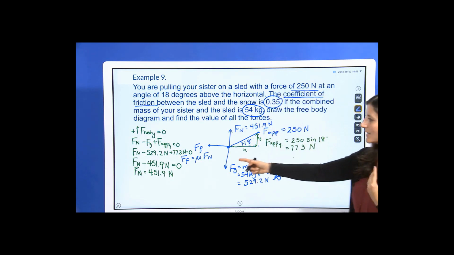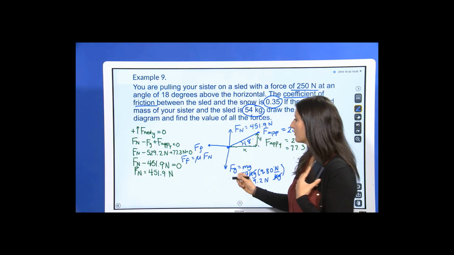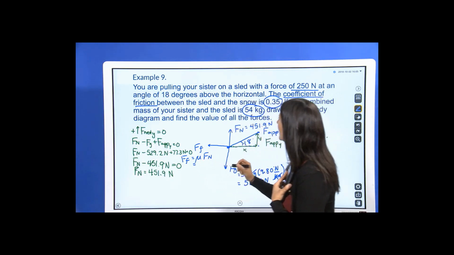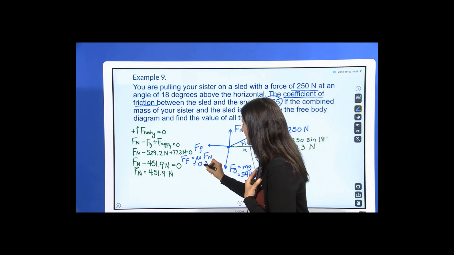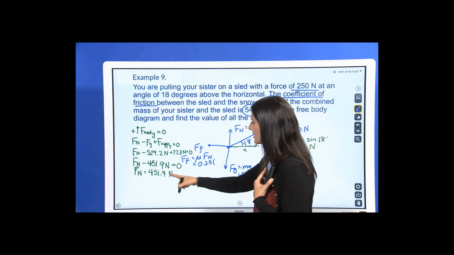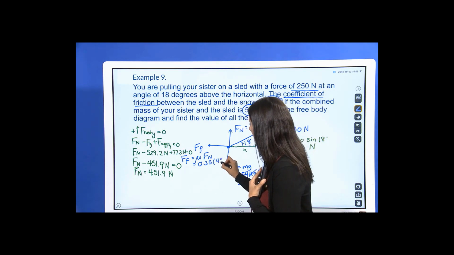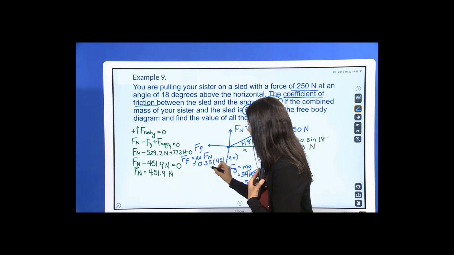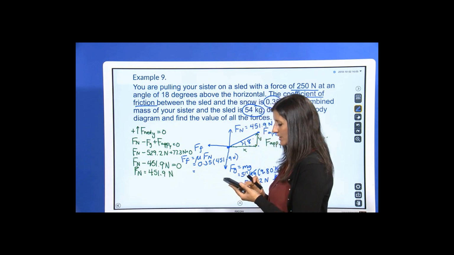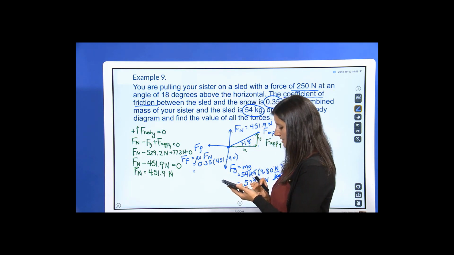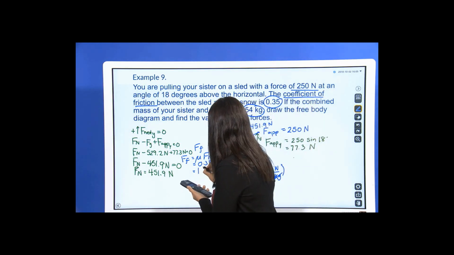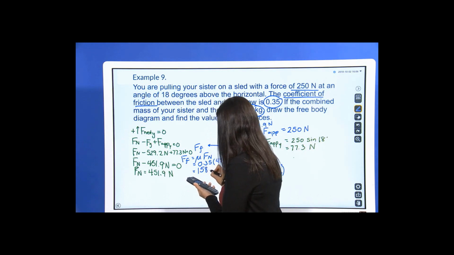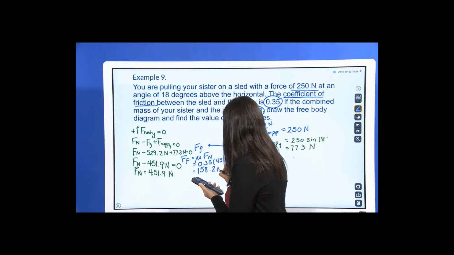Okay, now we need to calculate our force of friction. So our force of friction is the coefficient of friction, which is given to us in the question, 0.35. Coefficient of friction has no units in it, times the normal force, 451.9 newtons. So I'm going to just multiply 0.35 times 451.9, and I get 158.2 newtons.